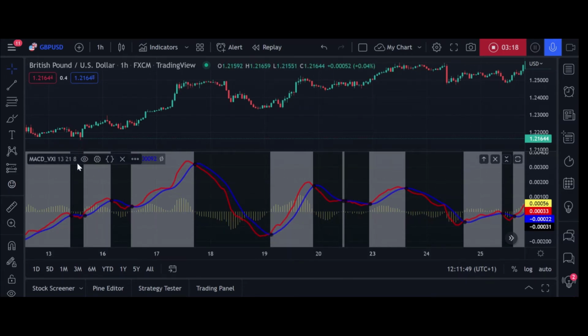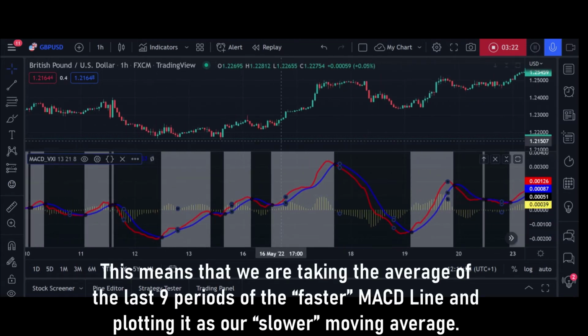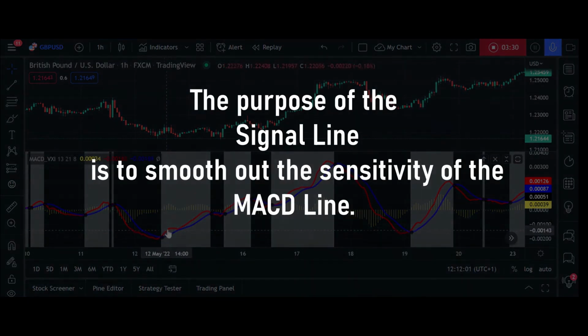Most charts use a 9-period exponential moving average, EMA, by default. This means that we are taking the average of the last 9 periods of the faster MACD line and plotting it as our slower moving average. The purpose of the signal line is to smooth out the sensitivity of the MACD line.